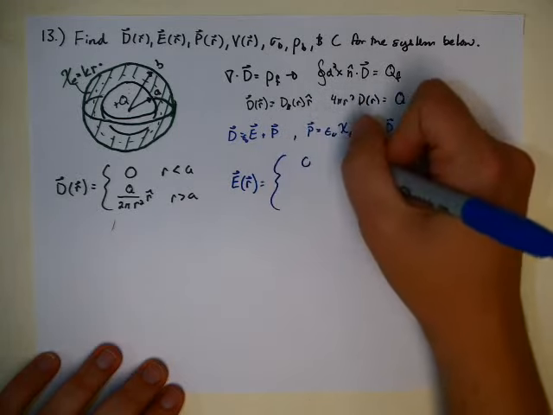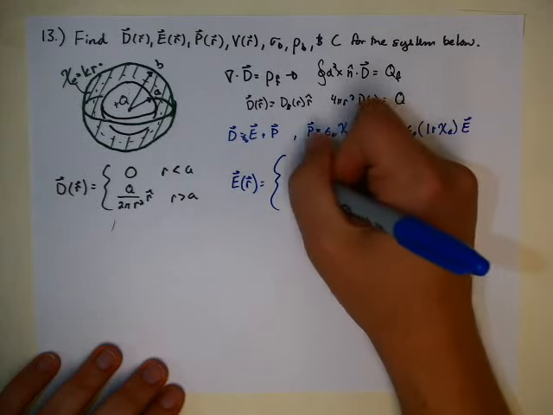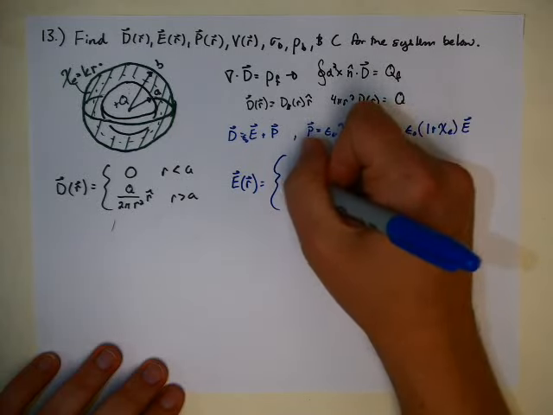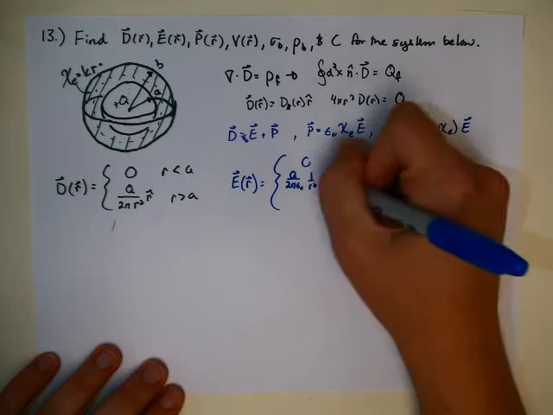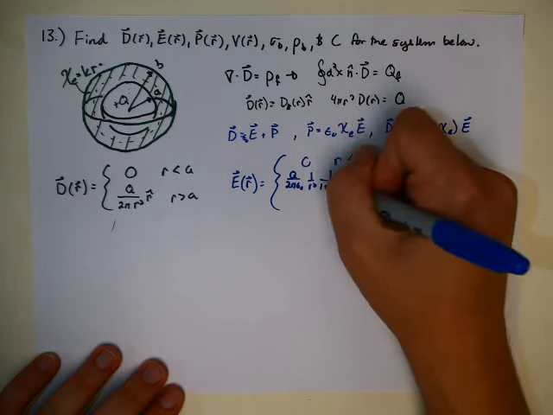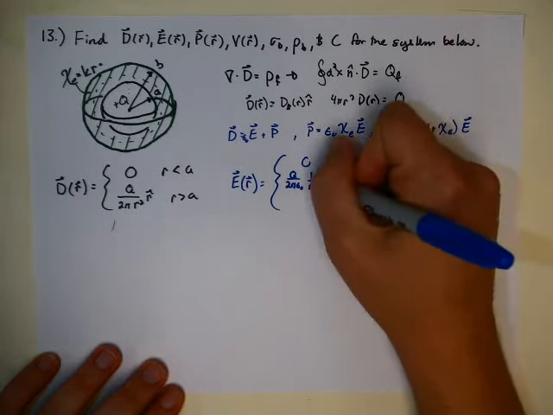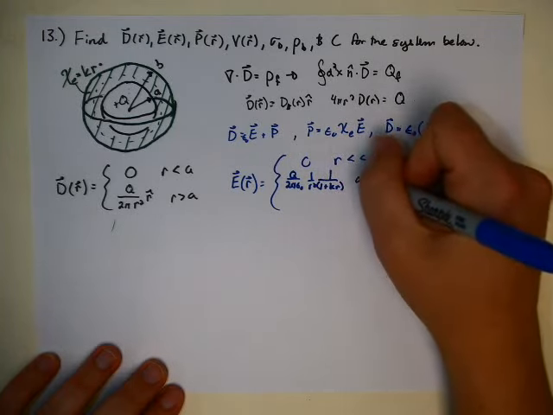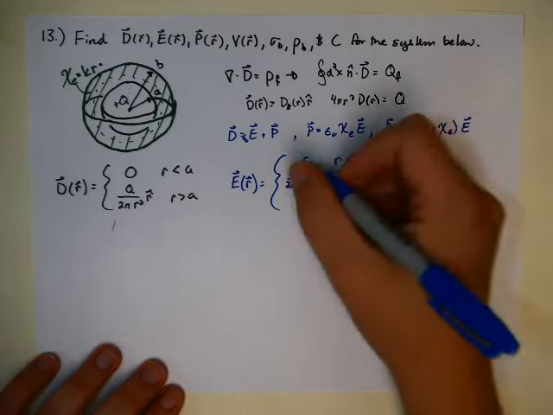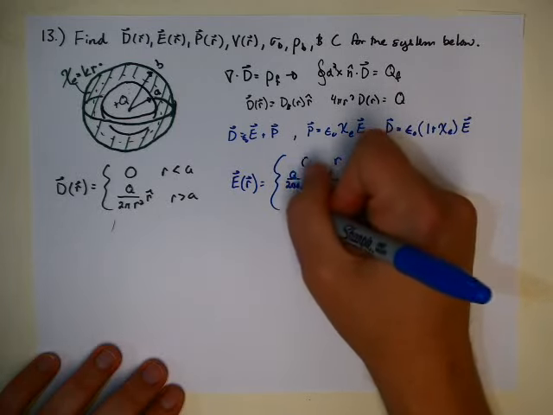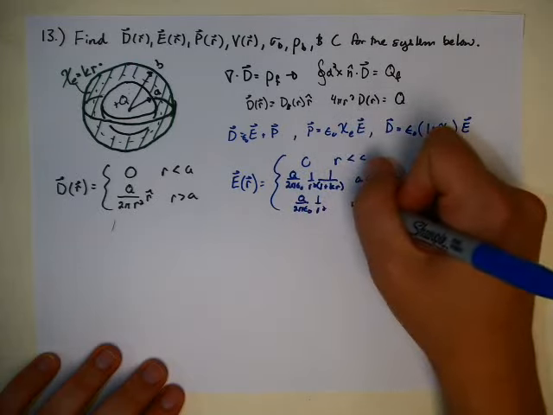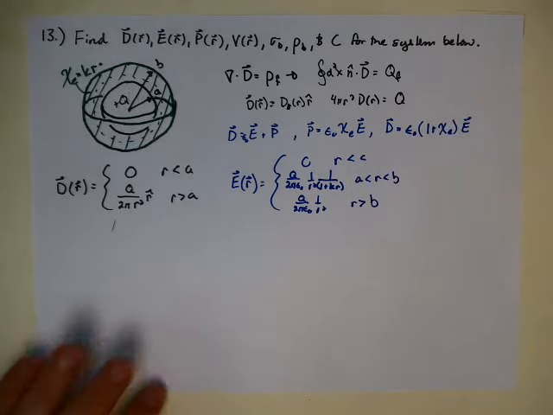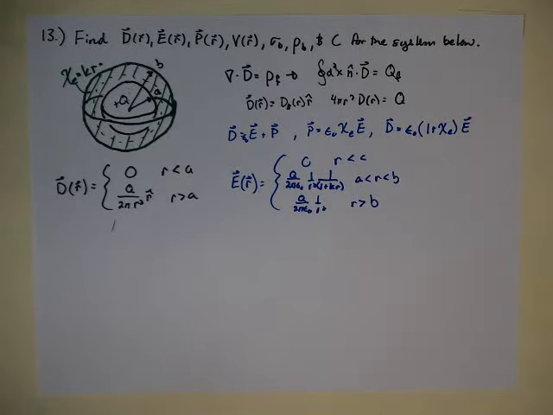We're going to have 0 if r is less than a. We're going to have Q over 4 pi epsilon naught, 1 over r squared, times 1 over 1 plus kr, and this is for a less than r less than b. And we're just going to have Q over 4 pi epsilon naught, 1 over r squared, for r greater than b. And so that's not too bad. That was pretty easy to find.